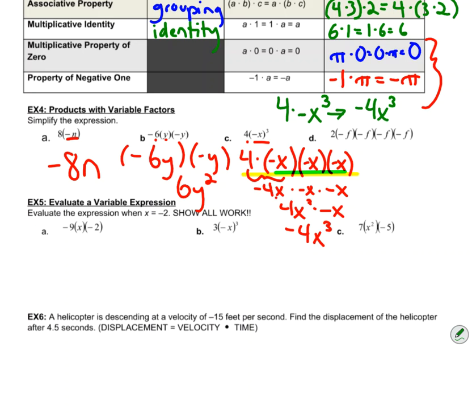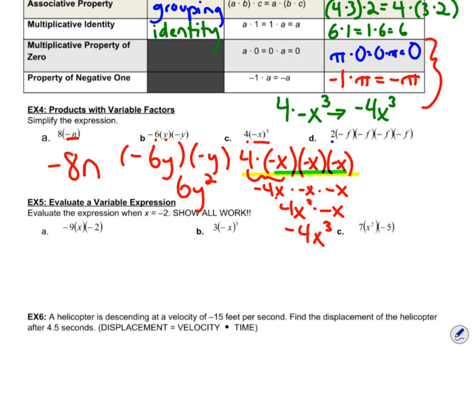So 2 different ways. You can go at it line by line, multiplying each individual thing together. You can do that. Or look at the bigger picture. How many negatives do we have being multiplied together? Is it even or odd? And go from there. I'm going to do that latter method for this last one.